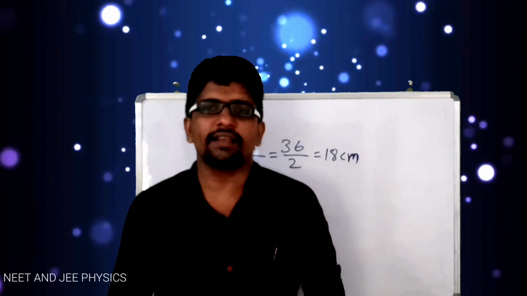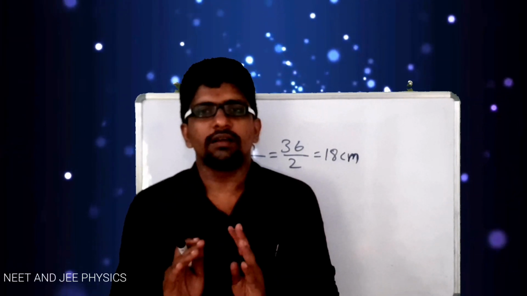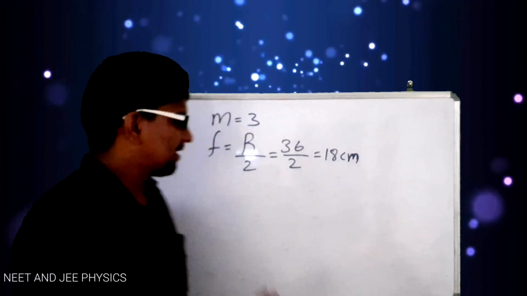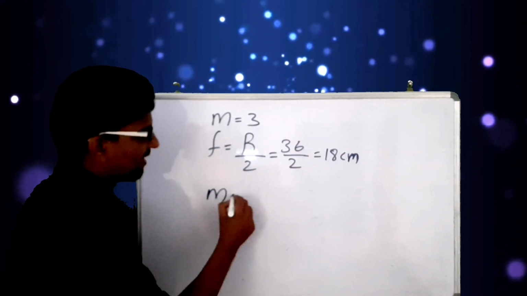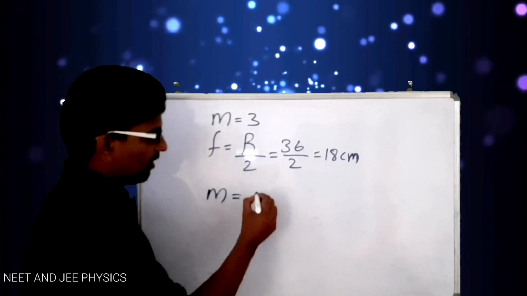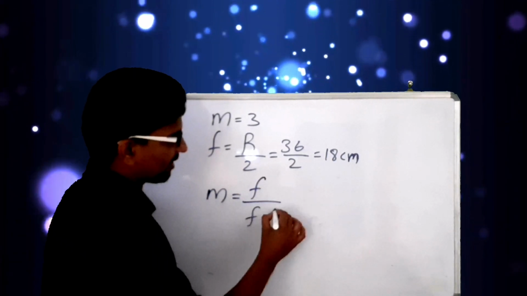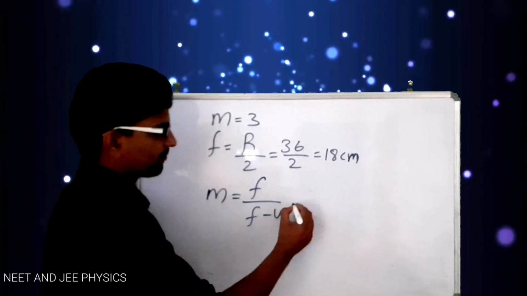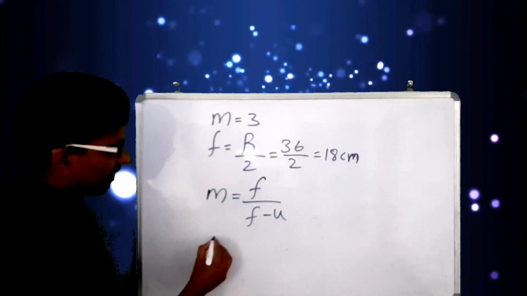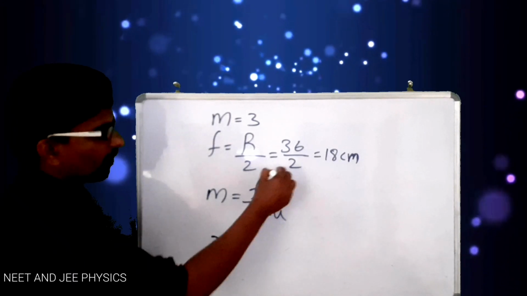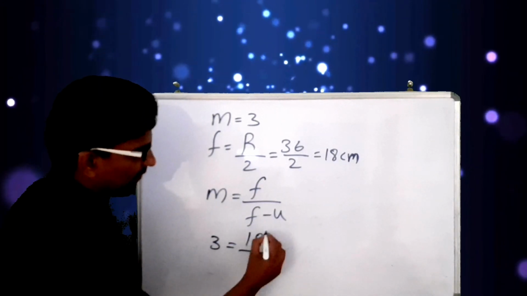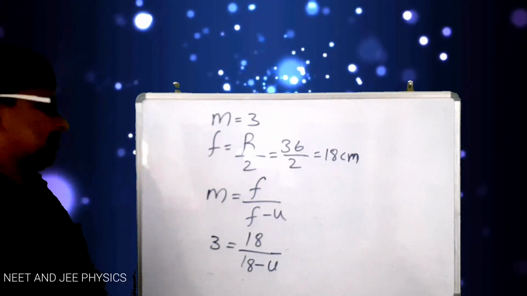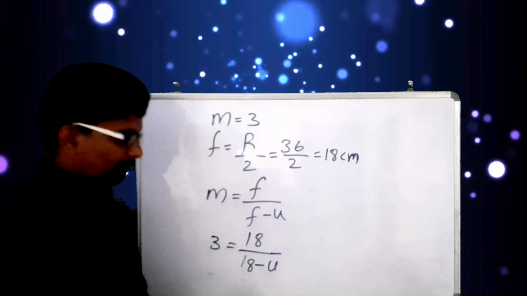So the relation connecting focal length, magnification and object distance is M equal to f divided by f minus u. So easily you can substitute: magnification is 3, focal length is 18, so 3 equals 18 divided by 18 minus u. So easily we will get the answer.